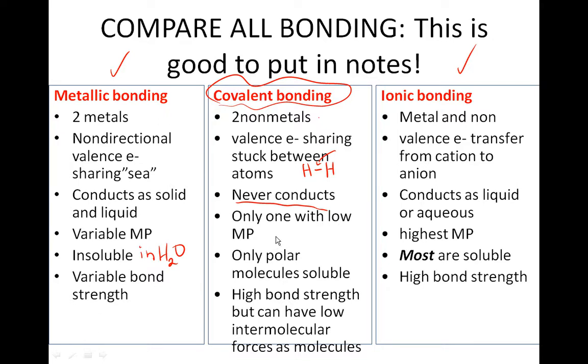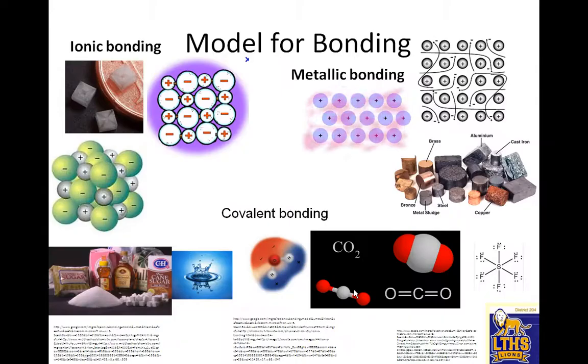Covalently bonded things are the only ones with low melting points, but some of them have high. If there's polar molecules, they should dissolve in water, okay, but some of them don't. And they have high bond strength, but they might have low intermolecular forces, so they could be gases at room temperature. Okay. All right, so here's some models for bonding.